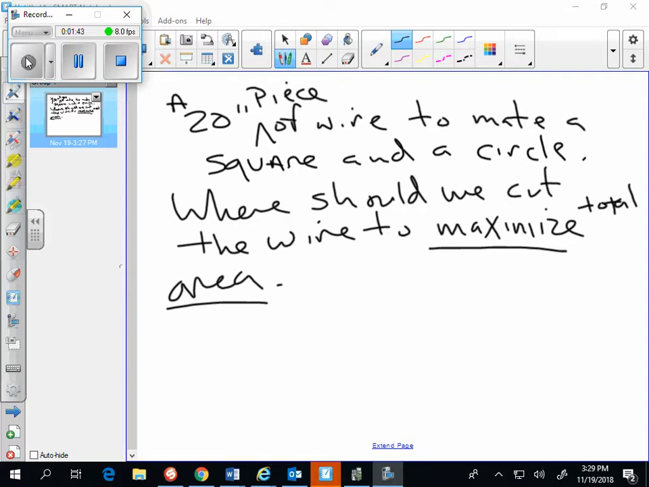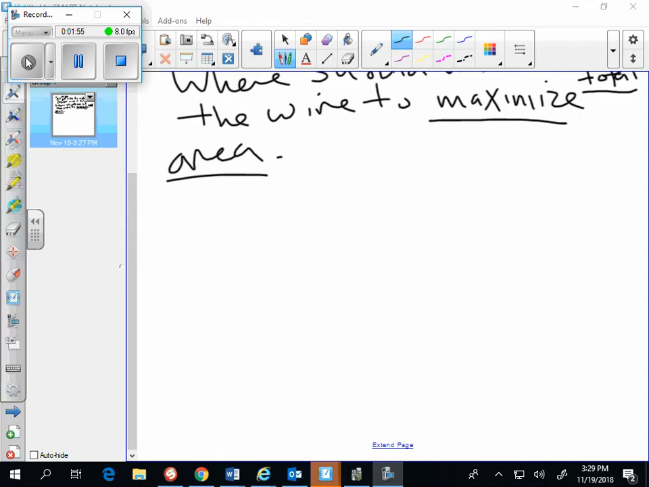So I know what equation I need to take the derivative of. I need to take the derivative of my area equation, and it's the total area equation, not the area of the square or the area of the circle, but the total area. All right, so let's see what we can do with this information. We've got a piece of wire. It's 20 inches long, and we're going to cut it someplace. And I'm going to call this amount x and this amount 20 minus x.